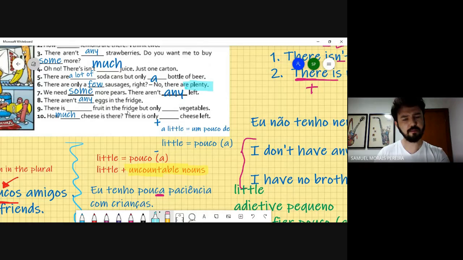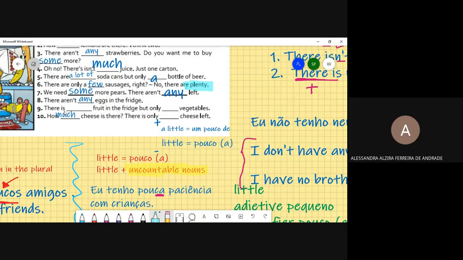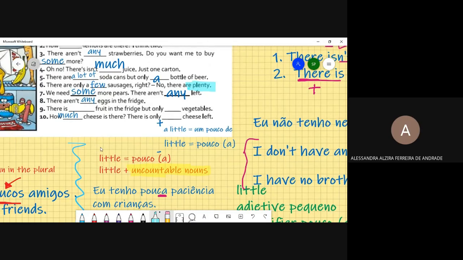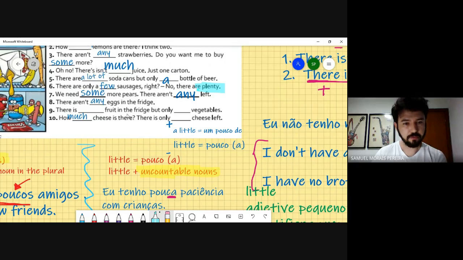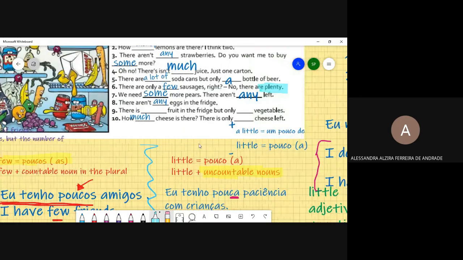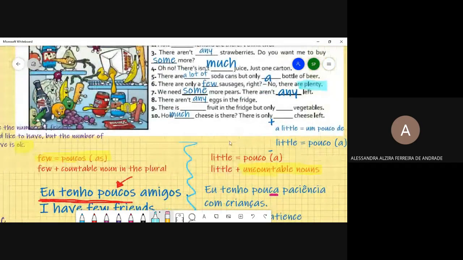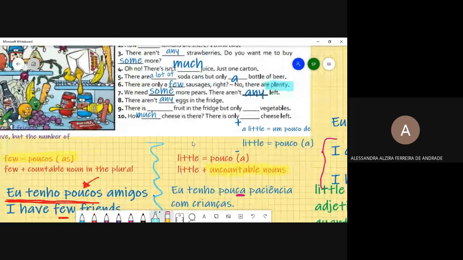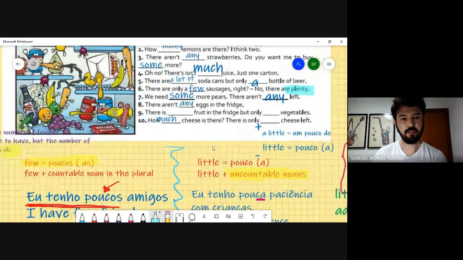Você pode fazer a próxima? Quem foi que fez? Eu, Alessandra. Alessandra, could you please do number 9 for us? Okay. There is a few fruit in the fridge, but only some vegetables. Vamos voltar aqui, ó.